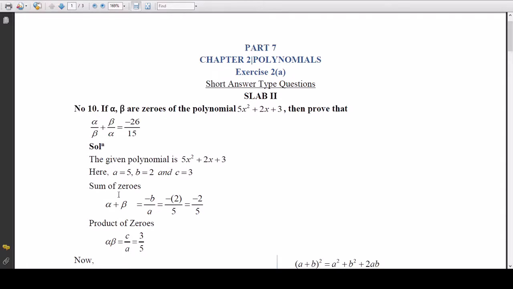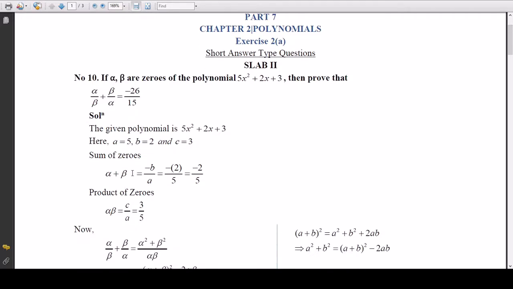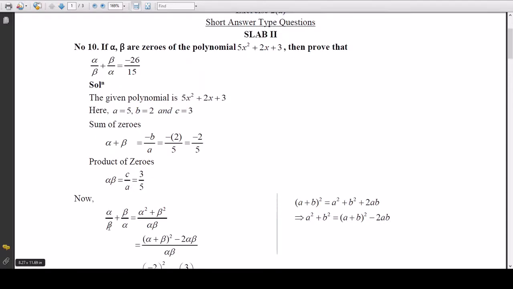Now let us find out the sum of zeros. Alpha plus beta is minus B by A, which is minus 2 by 5. And the product of zeros is C by A, which is 3 by 5. Now we need to show alpha by beta plus beta by alpha equals minus 26 by 15. Let us take the left hand side. Alpha by beta plus beta by alpha equals, take the LCM of denominator, alpha beta.